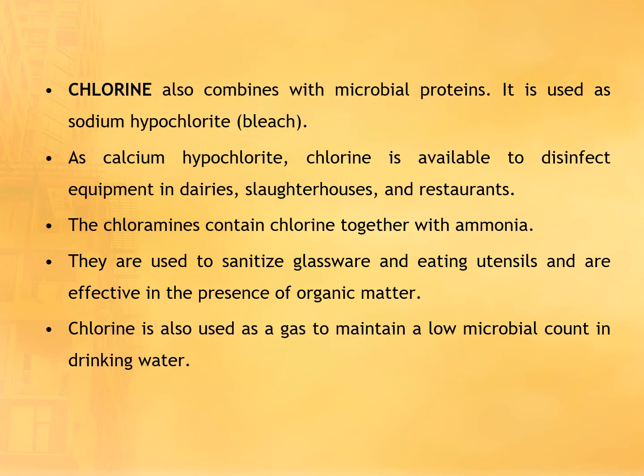The next halogen is chlorine. You all know sodium hypochlorite, commonly called bleaching powder, used to disinfect water reservoirs like water tanks and to reduce microbial load in water. Calcium hypochlorite is used to disinfect dairy farms, slaughterhouses and restaurants. Chloramines, a combination of chlorine and ammonia, are used to sanitize glassware and utensils.